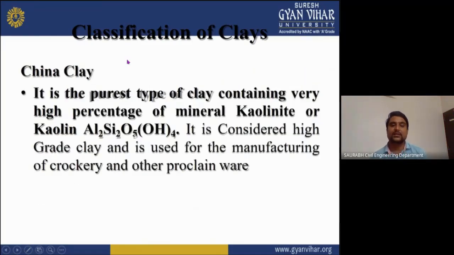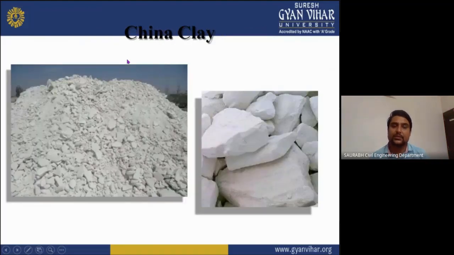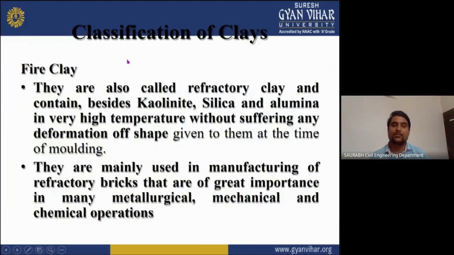First one is China clay. It is the purest type of clay containing a very high percentage of the mineral kaolinite or kaolins, which is represented by Al2Si2O5(OH)4. It is considered a high grade of clay and is used for the manufacturing of crockery and other porcelain wares. Now you can see this is the image of China clay, which is very useful for the making of clay products. Now we will see the classification of this clay.